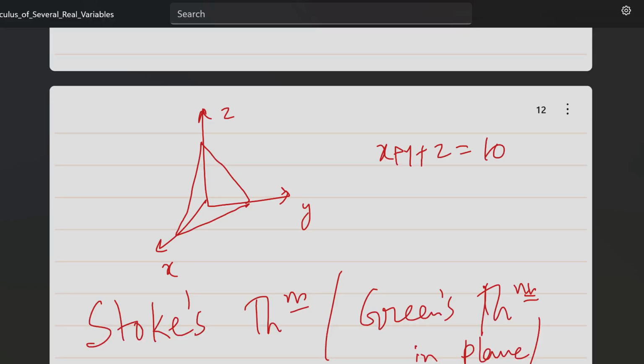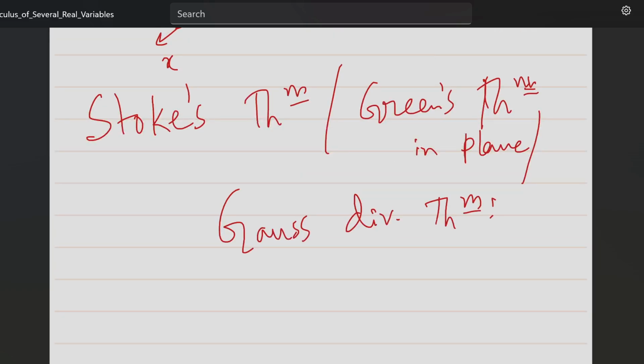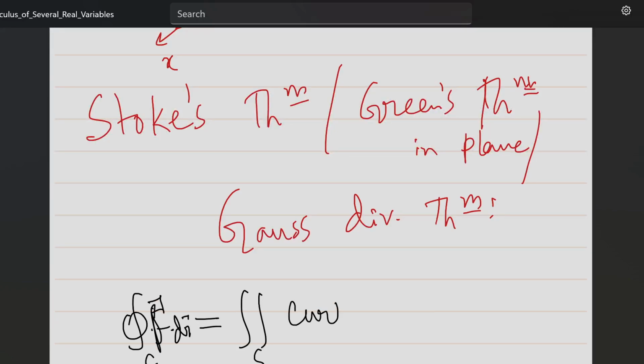I told you yesterday the relation between Stokes theorem and Green's theorem. So you remember that. In Stokes theorem, if you take projection in the xy plane, you will get Green's theorem. First of all, Stokes theorem and Green's theorem represent line integral to surface integral. So line integral F dot dr is the surface integral curl F dot n hat dS.